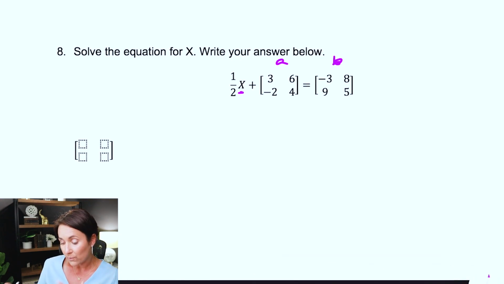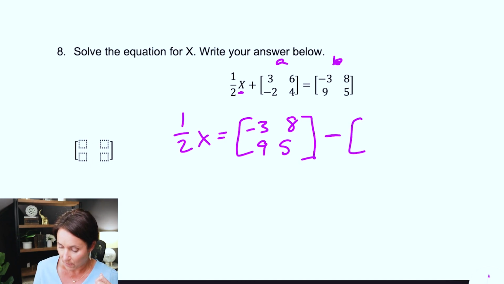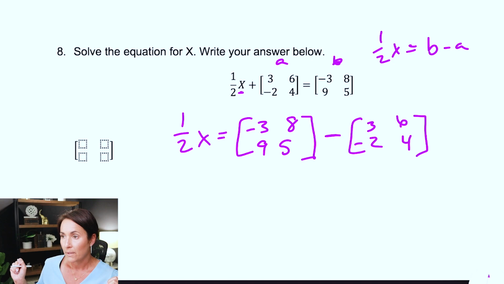So if I'm going to rearrange this so that the X gets by itself, I'm going to have 1/2 X equals the matrix -3, 8, 9, 5, minus A, right? Because that's what we did here. 1/2 X equals B minus A, right? When that was part of our algebraic thinking, I guess you would say. So we have minus 3, 6, -2, 4. All right? And we just subtract normally here.